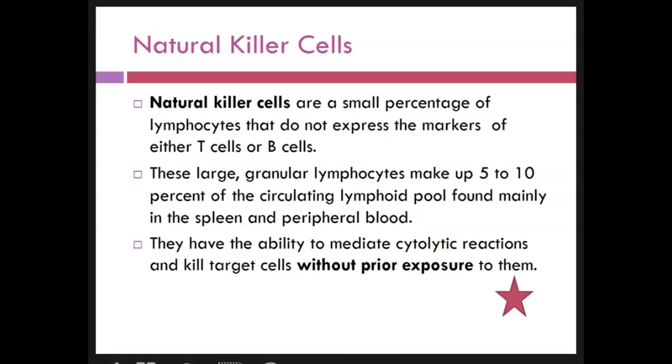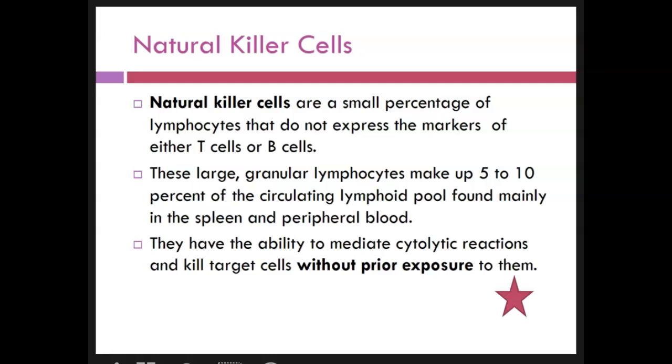Natural killer cells are the last type of lymphocyte that we're going to talk about. These are a very small percentage of lymphocytes, and they don't have the markers that T cells or B cells have. These are very large granular lymphocytes, and these are not the kind of granulocytes that we talked about with eosinophils, neutrophils, and basophils. Just know it gets hard to differentiate lymphocytes sometimes in peripheral blood. We're going to spend a lot of time working on that.